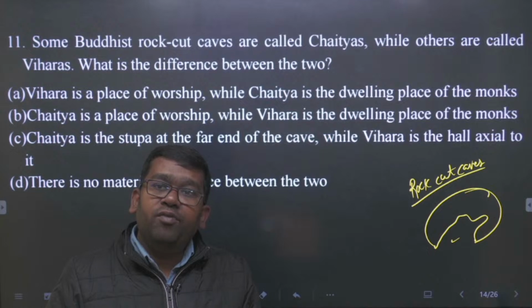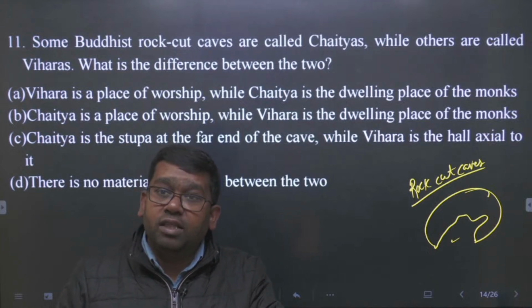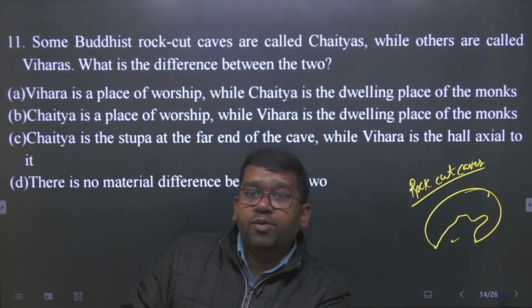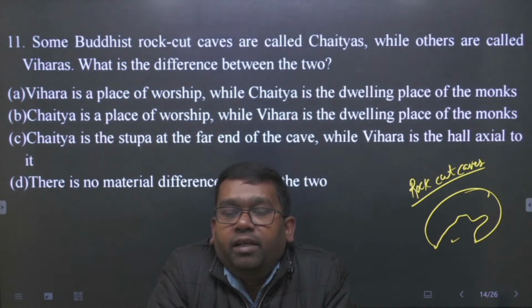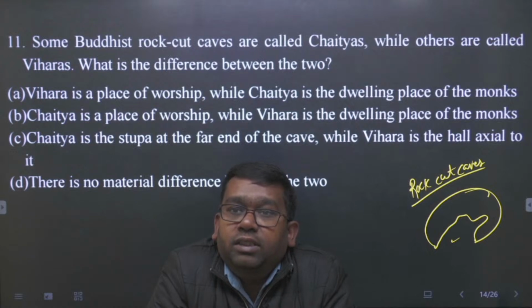The most important example is the Ajanta caves. The Ajanta caves are situated in Maharashtra. This cave totally belongs to Buddhism. Okay.